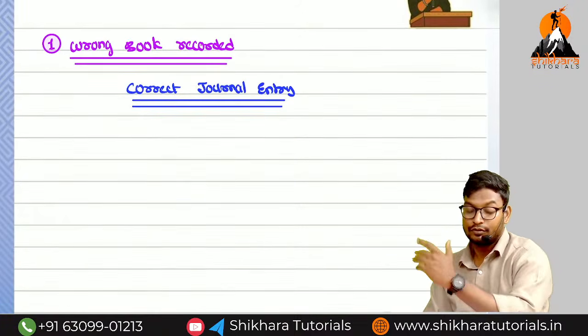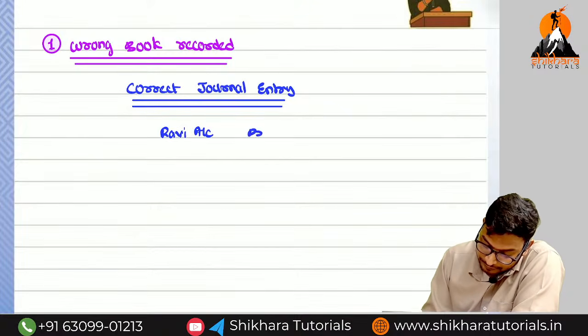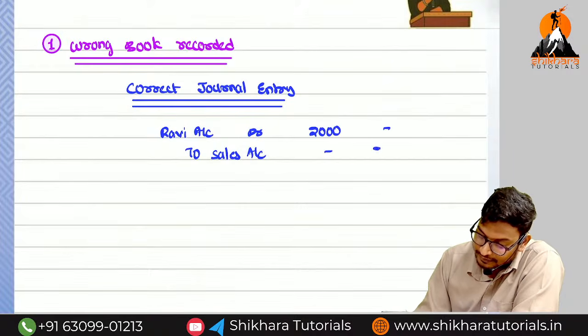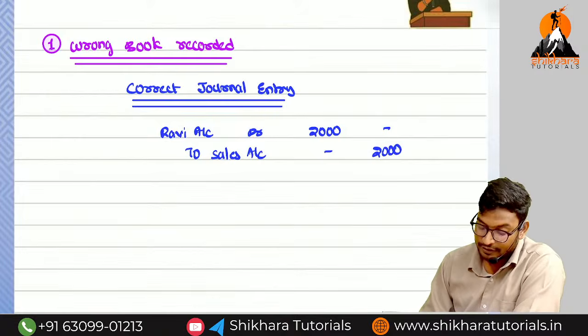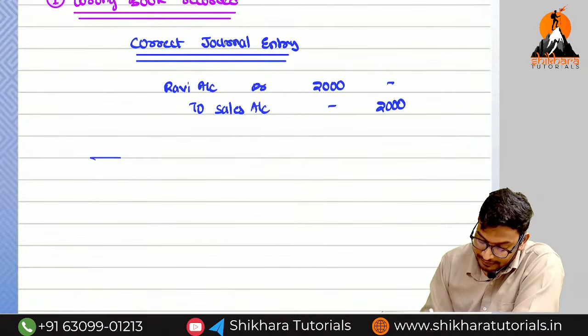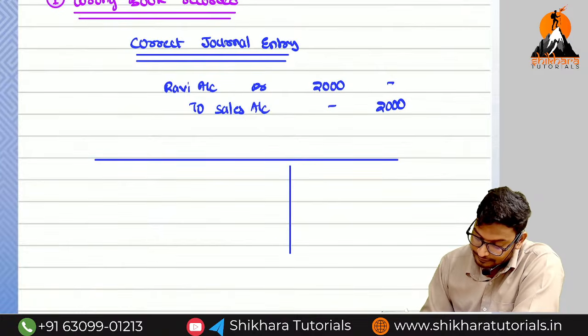What is the entry? For whom have we made the sales? Ravi. So Ravi account debited to sales account. How much? 2000 rupees and 2000 rupees. Okay? Can you prepare the trial balance? Easy. Debit means debit side, credit means credit side. So this is a right trial balance.